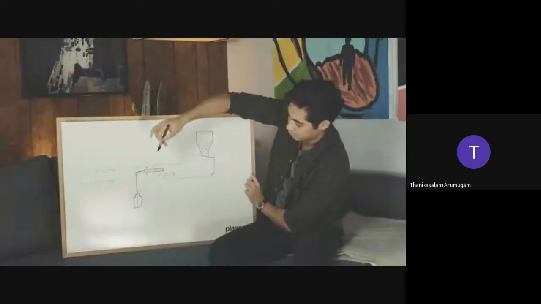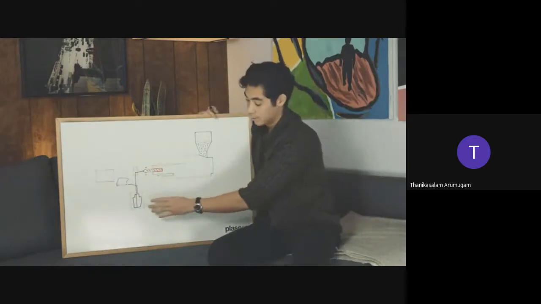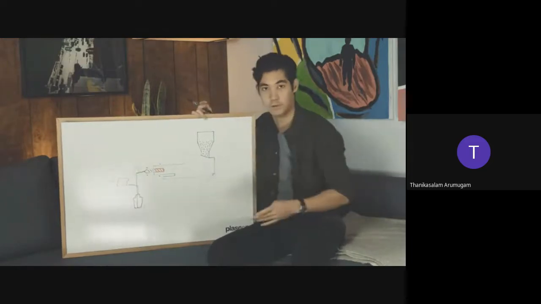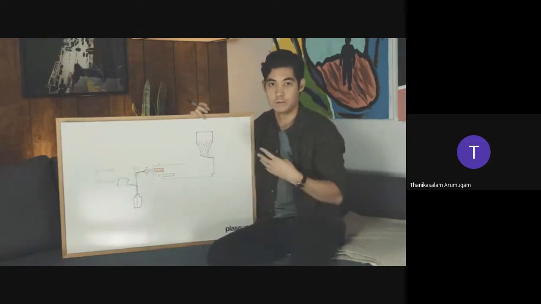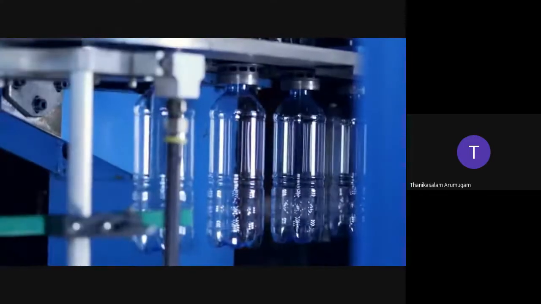Then we have the blow pin, which will be another machine here. And that'll just blow pressurized air into the parison, so that'll force all the plastic to the outside of the mold. That's why with blow molding, you're going to be producing hollow products such as water bottles, shampoo bottles, and anything that's going to be hollow.